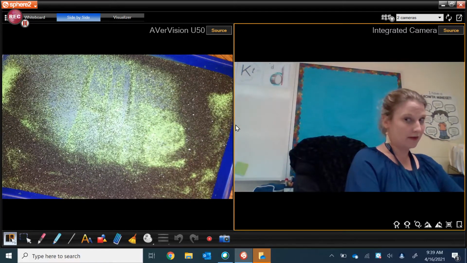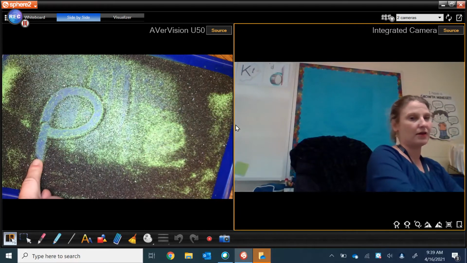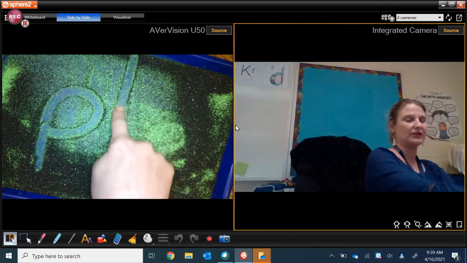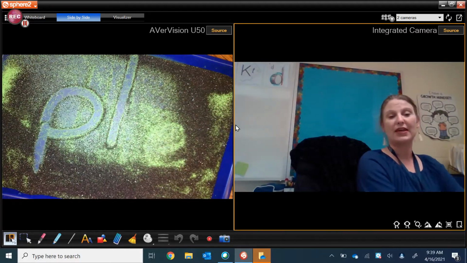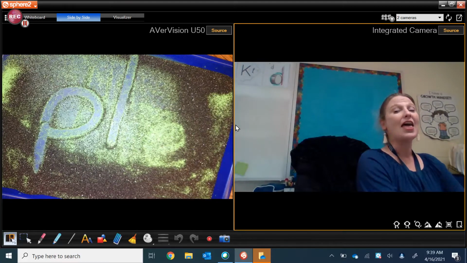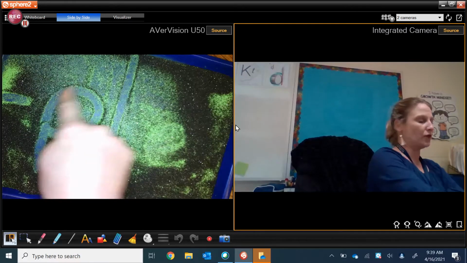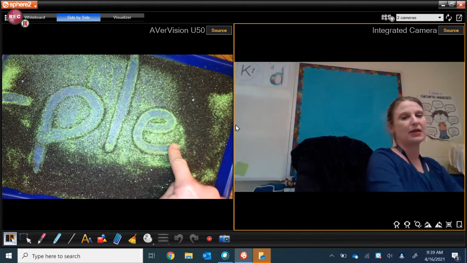Pull. Let's think about that one. P, and remember it's lowercase, so when I write my L, it starts at the sky and stops when it gets to the circle because the tail of the P hangs, pull. If I hear pull at the end of the word, as in purple, at the end of the word I have P, L, E, pull.